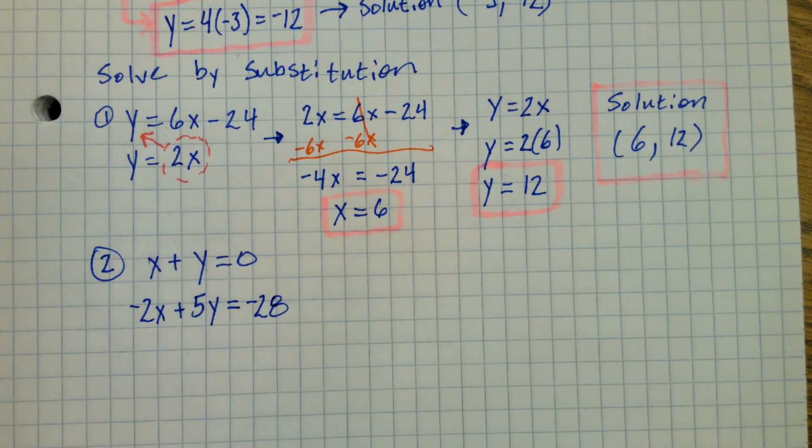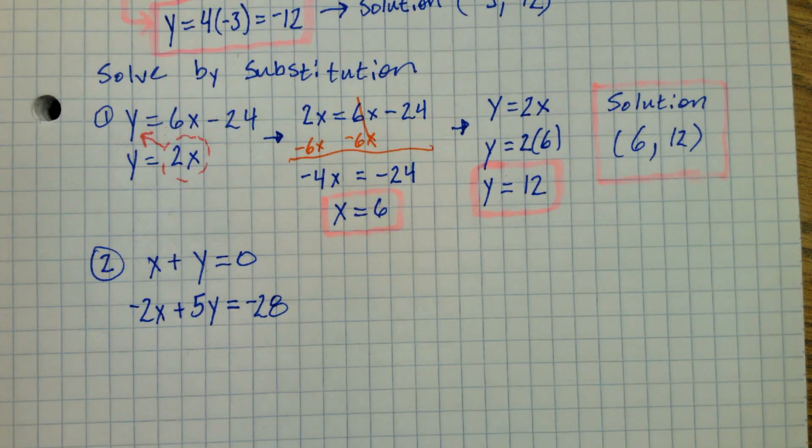All right, this one's a little different. We have to do just a little bit more work. So go ahead and write that down. X plus y equals 0. And then negative 2x plus 5y equals negative 28. Neither of them says x equals or y equals like we had before. But taking that first equation, it would be very easy to do that.